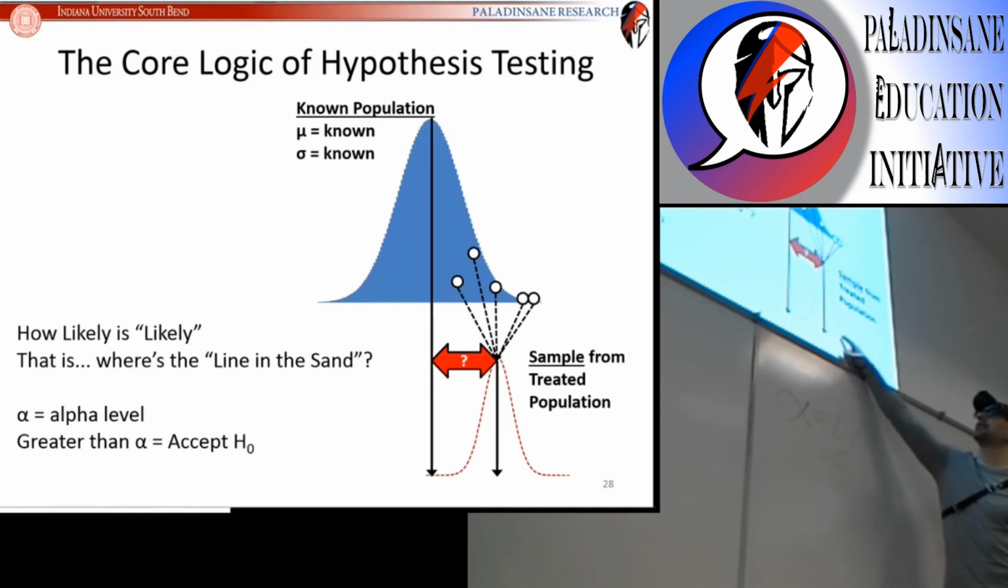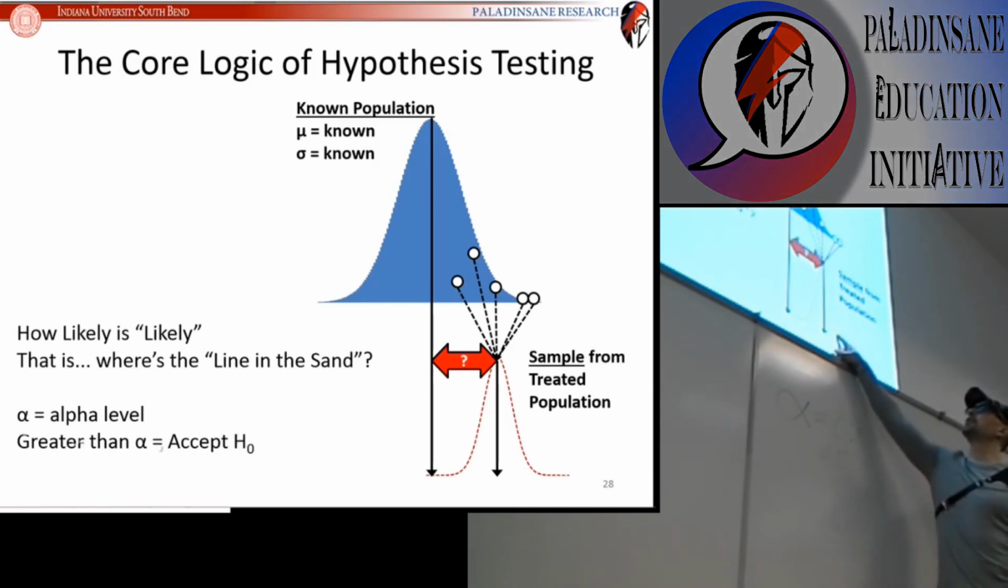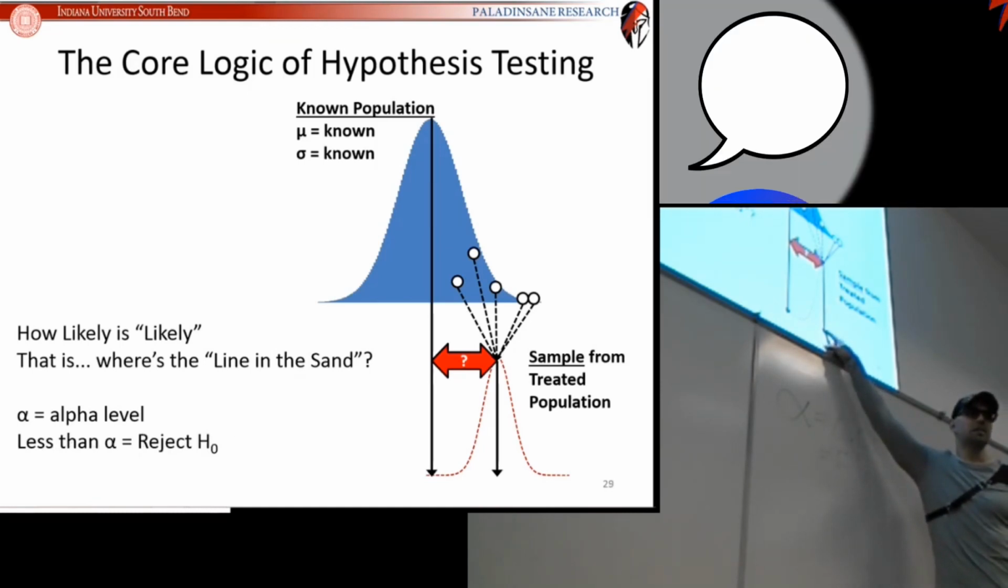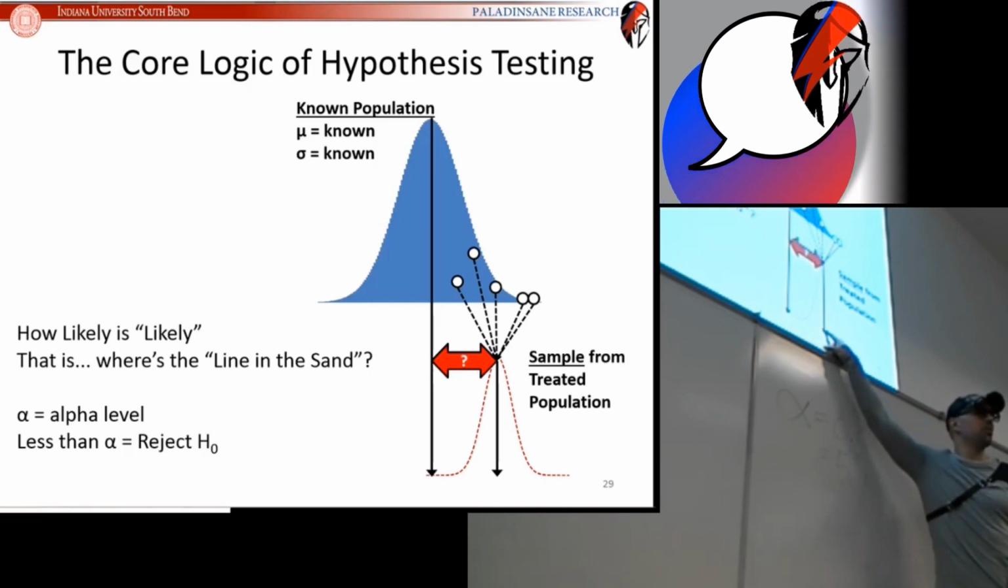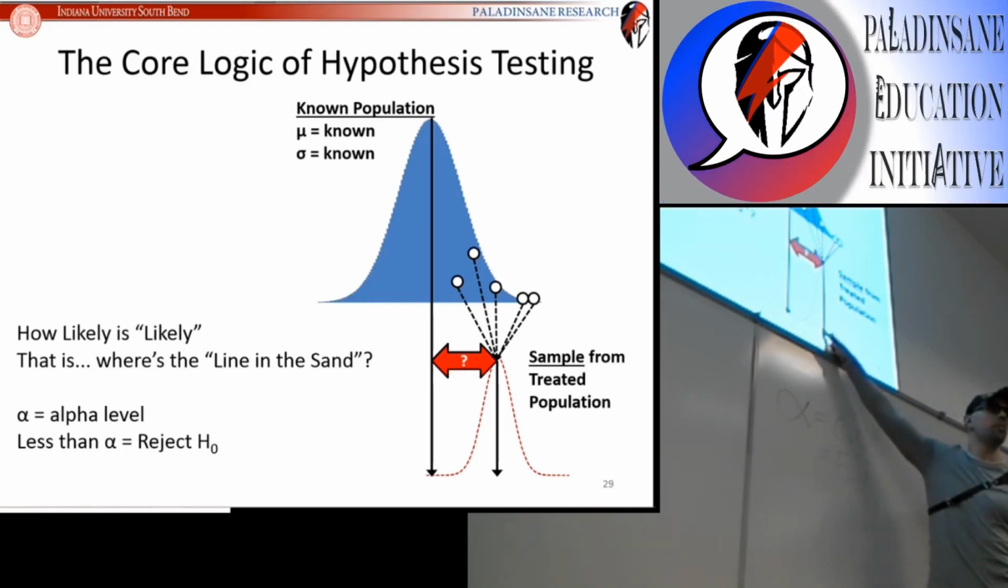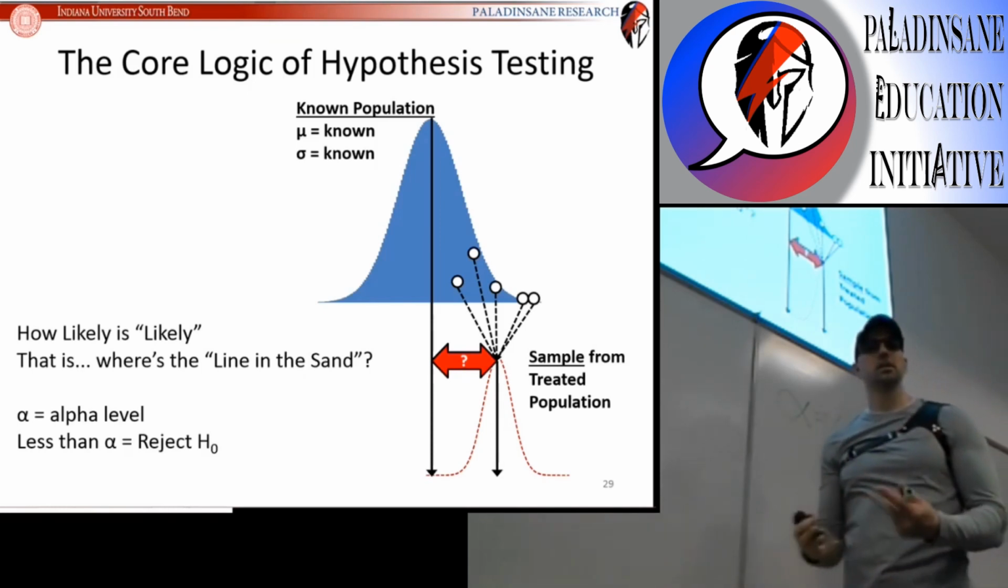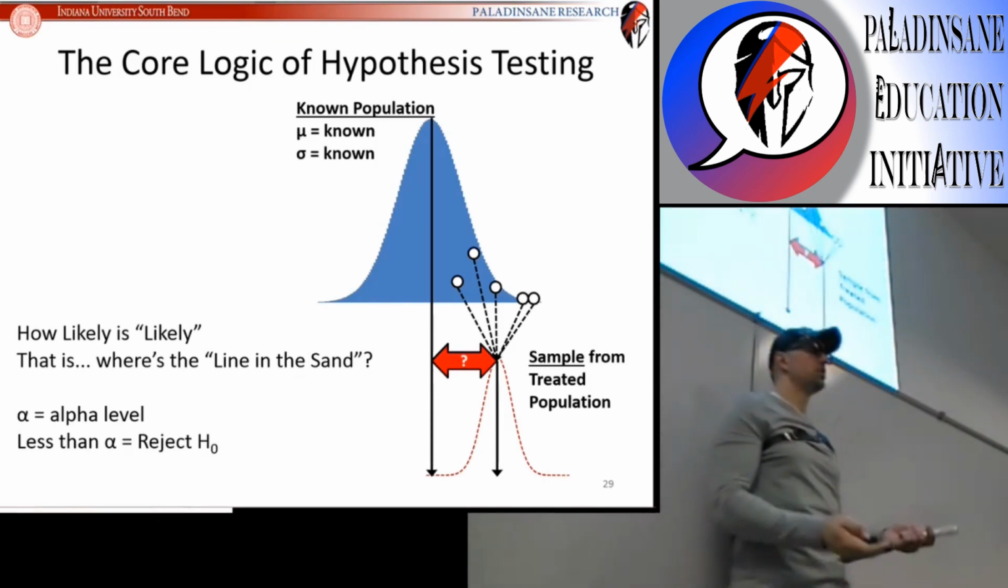If, however, the probability of this is less than alpha, if we figure out our sample mean and we say, you know what, there's only a 2% chance that we would have chosen a sample from this population that produces a sample mean like that. 2% chance that we would have chosen a sample randomly equals 98% chance that our treatment does something. Less than alpha, we reject the null hypothesis, and we say that our treatment does do something.